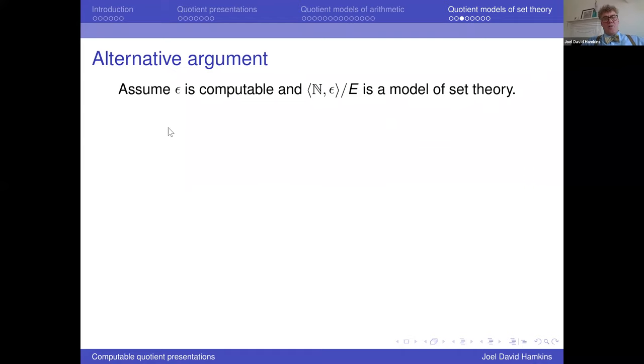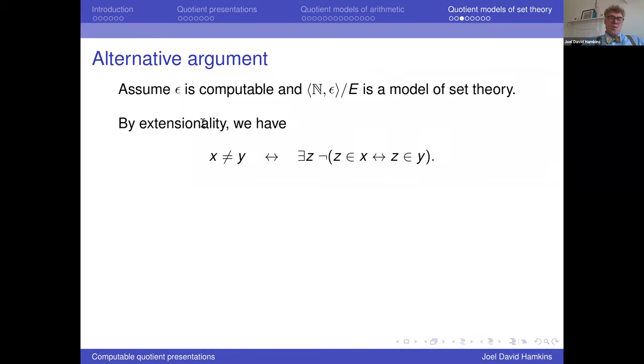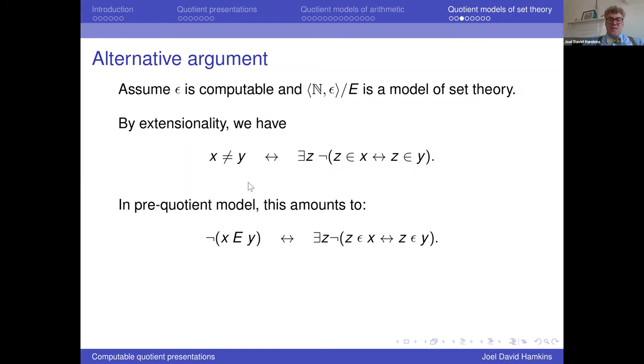Okay, here's an alternative argument. Suppose I have a computable relation and the quotient is a model of set theory. Well, by extensionality, two sets are different just in case there's some set that's in one of them and not the other. So I can look for that to happen. So that's saying that two sets are inequivalent just in case there's an existential witness, that there's some object that's an element of one and not in the other. So therefore, E has to be co-CE. Okay, if you have a quotient and it's a model of set theory of extensionality, then E has to be co-CE. And so we can just argue now from the co-CE case.